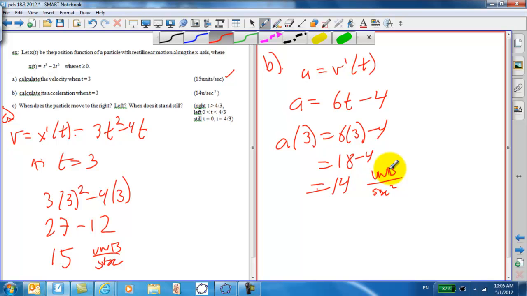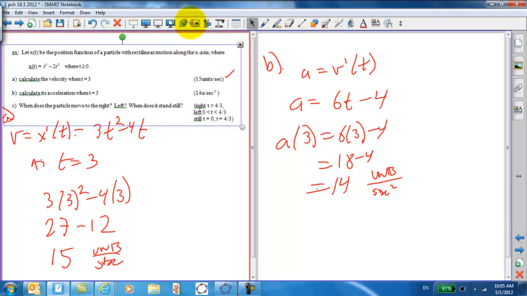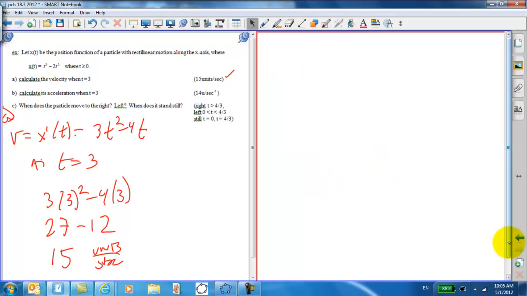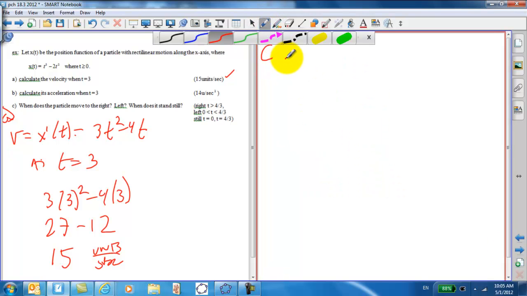When is the unit moving to the right? When is it moving to the left? When does it stand still? As we go on to part C now, we have to look at our velocity. Moving to the right means the velocity is greater than 0. Okay? And moving to the left means the velocity is less than 0. And standing still means the velocity equals 0.